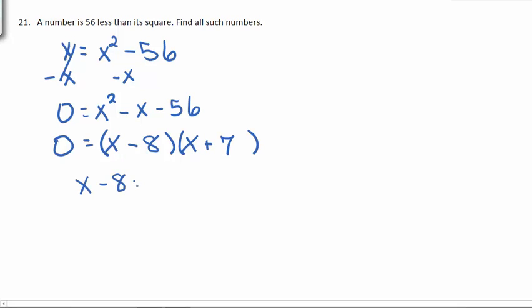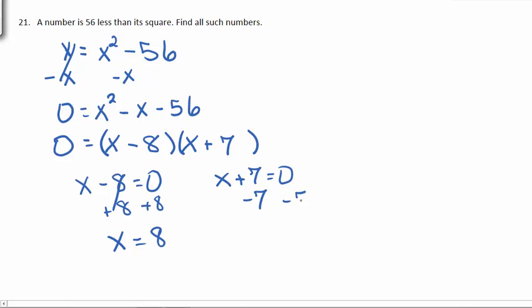Setting each one of these equal to 0 gives me that x is equal to 8. And then the other equation gives me that x is equal to -7. So 8 and -7 both work.